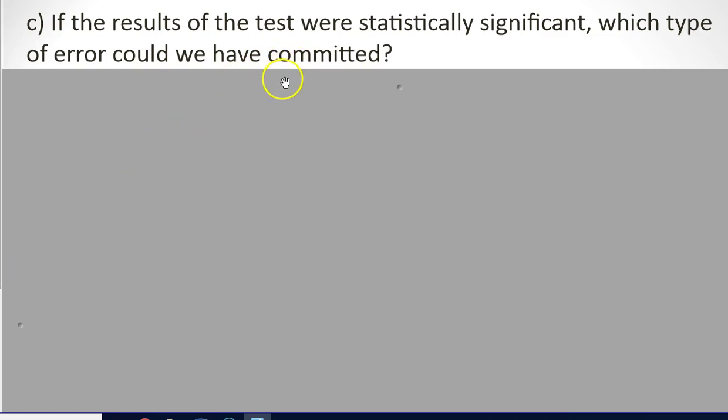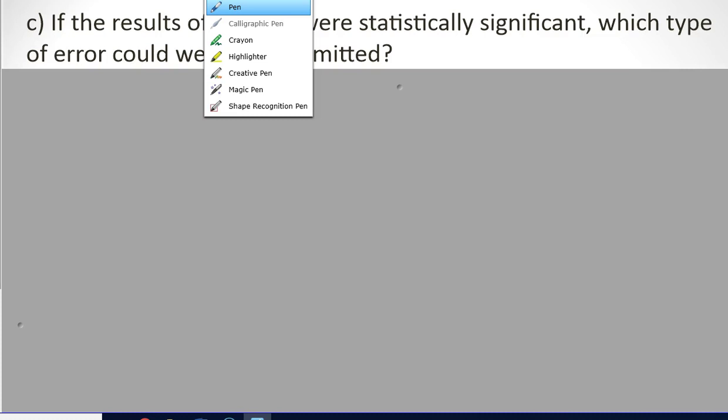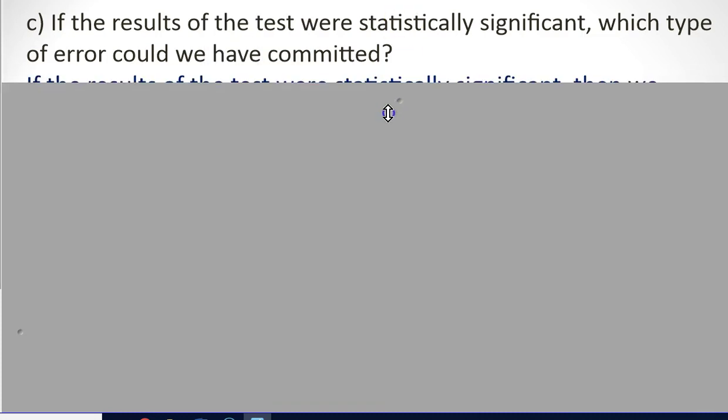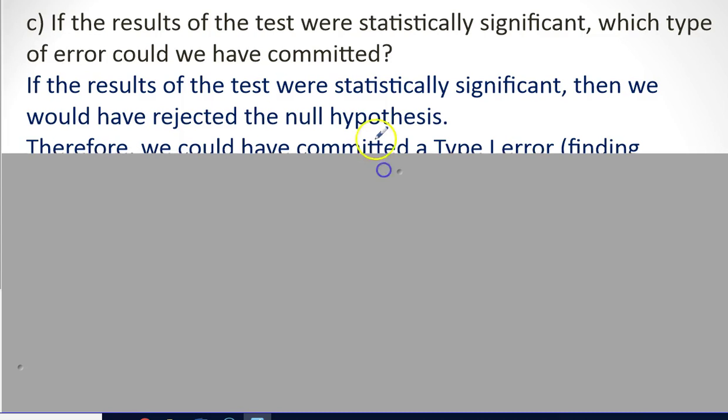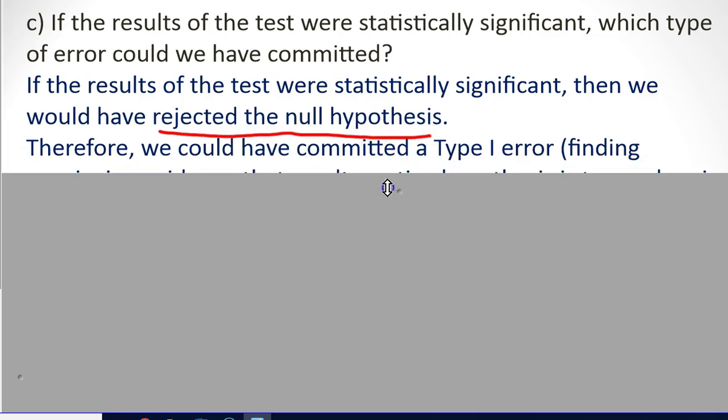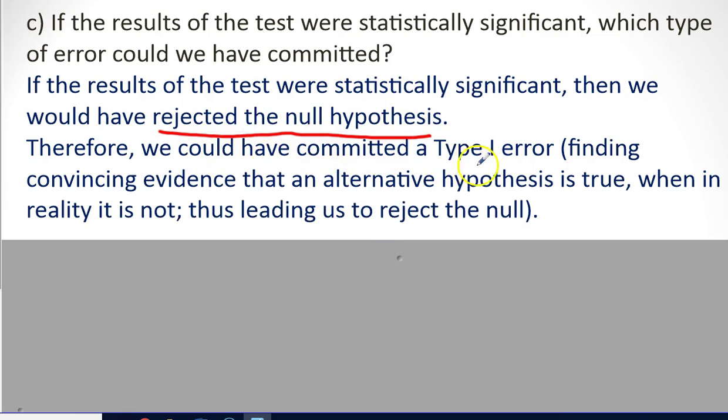And finally, if the test results were statistically significant, what type of error could we have committed? We don't know if we committed one, but we need to say, if I committed an error, this is what I committed, all right? So if the results were statistically significant, then we would have rejected the null hypothesis. That would be like a positive, right? We would have found evidence. Therefore, we could have committed a type 1 error, like a false positive, finding convincing evidence that the alternative was true when in fact it really isn't.